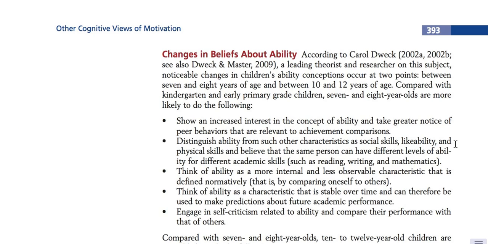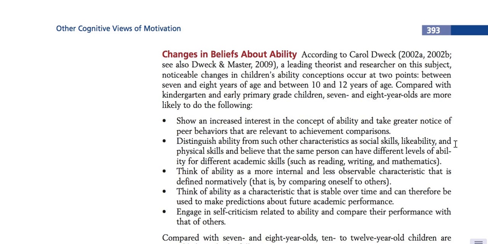Think of ability as a more internal and less observable characteristic that is defined normatively, that is, by comparing oneself to others. Think of ability as a characteristic that is stable over time and can therefore be used to make predictions about future academic performance.